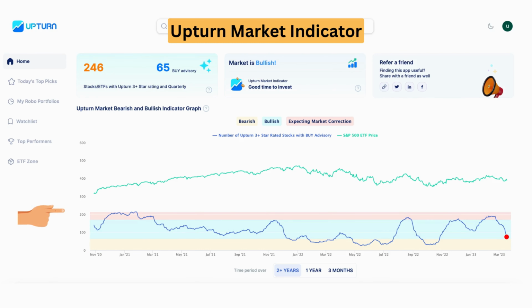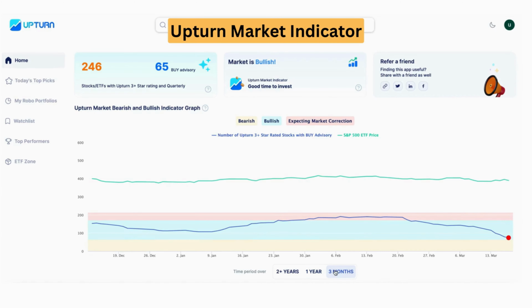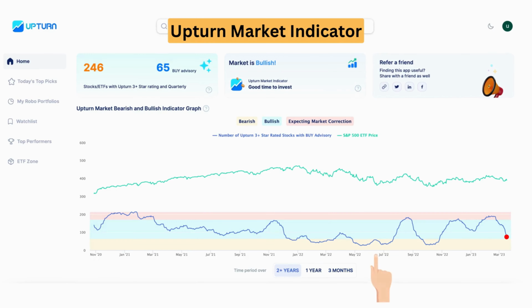In the US market bearish and bullish indicator graph below, we show whether the US market is bullish or bearish. The graph below shows how many Upturn 3+ star rated stocks have been recommended as buys. When the number of buy advisories for these stocks is in the yellow slab, it indicates a recession in terms of Upturn. In the blue section, it indicates an upbeat market, and in the red section, it indicates a potential market correction in the near future.